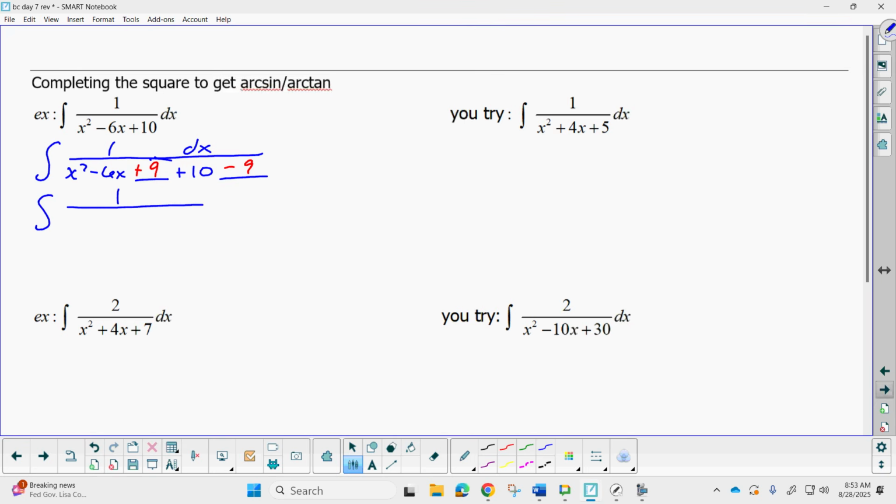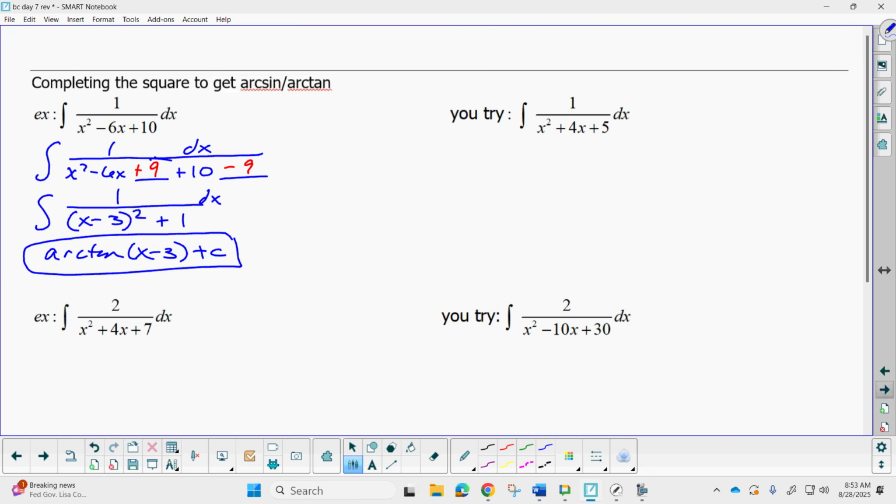They don't call it completing the square for no reason. This is the square of x minus 3, plus 1. Now, I guess you could use sub for this, but there's not a lot going on with that x minus 3, just subtracting 3, so I wouldn't use sub. I just go to the answer. What is it? Arctangent of x minus 3 plus c.